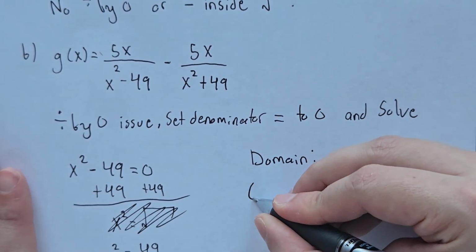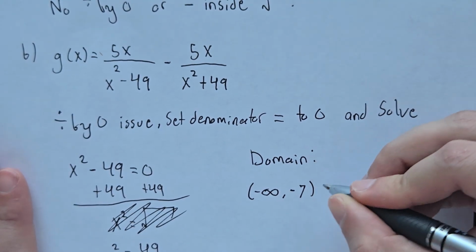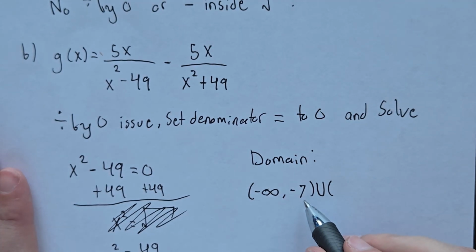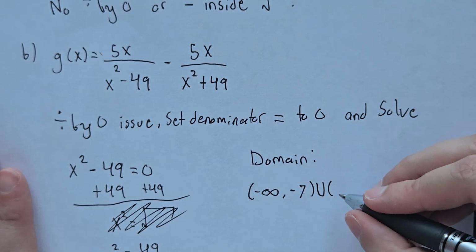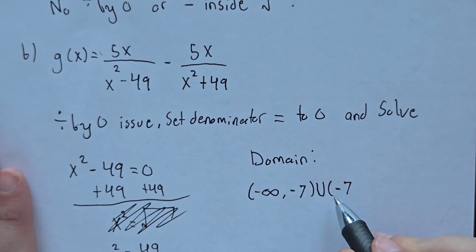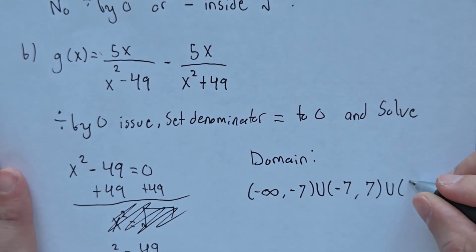The way that we're going to represent this is we're going to start at negative infinity, we're going to go all the way to negative 7, but we're going to skip over it. And the way that we're going to do that is with the set union notation. Remember, we use a bracket to include a number and a parenthesis to exclude it. So we're going to write -7 on either side, but the parenthesis is going to indicate that we're not including it. And we want to do the same thing at 7.